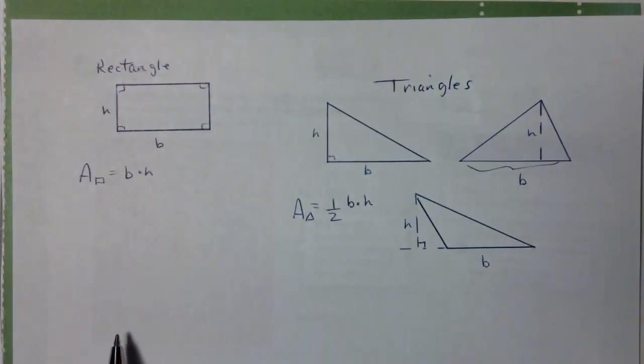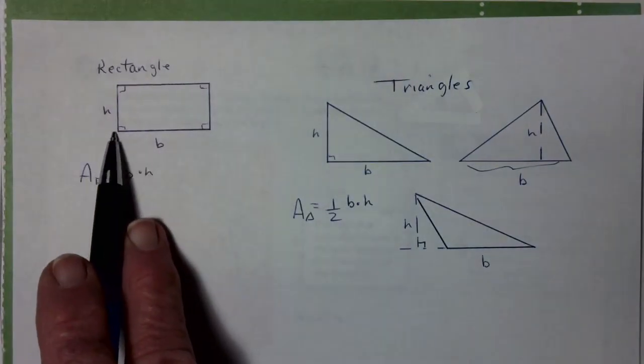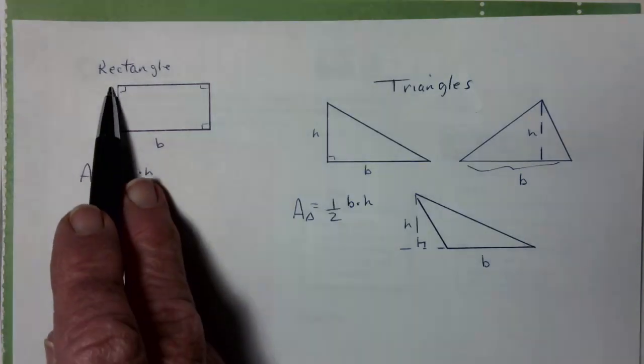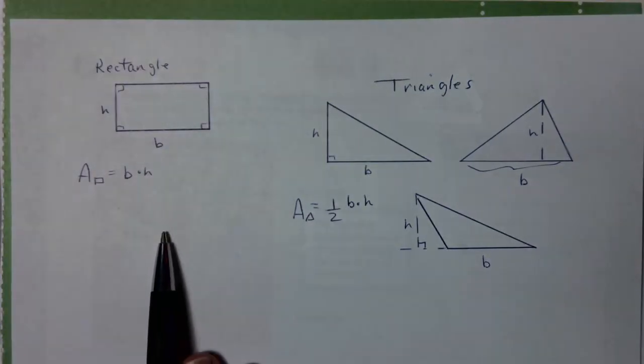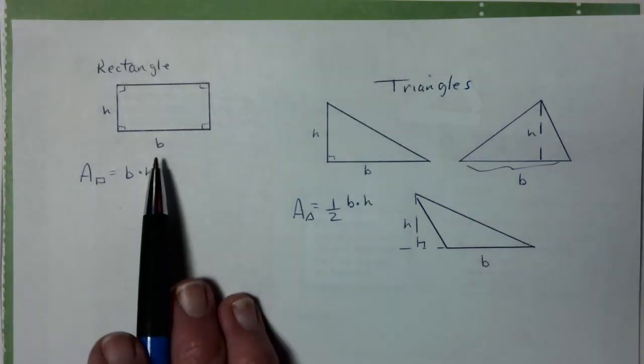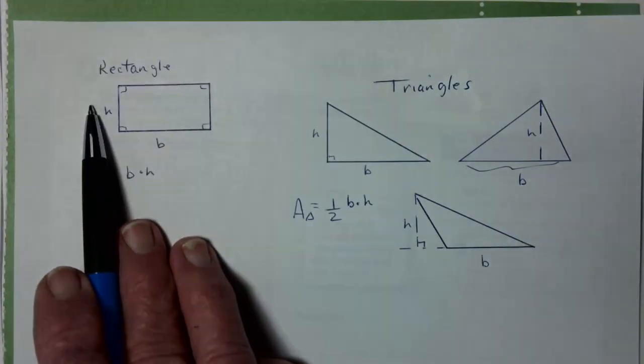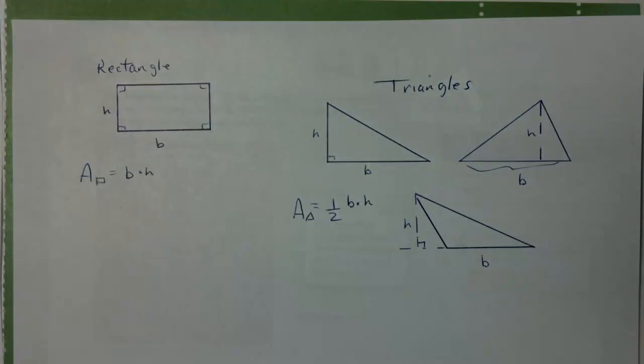The base and the height have to always be at 90 degrees to each other. That means they have to make a square corner. Okay? So to find the area of any rectangle, you're going to multiply a length times a width, or we're going to call it a base times a height.